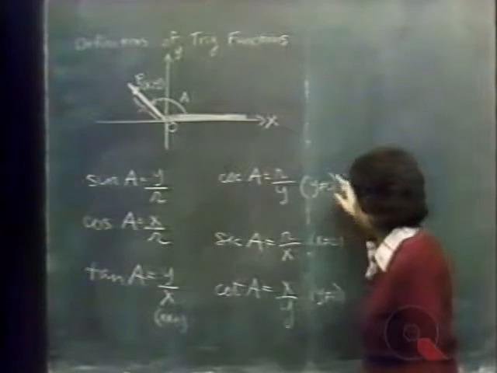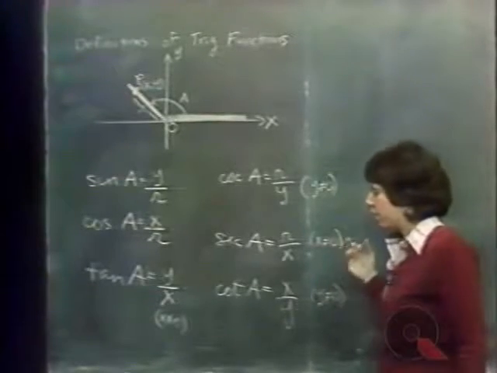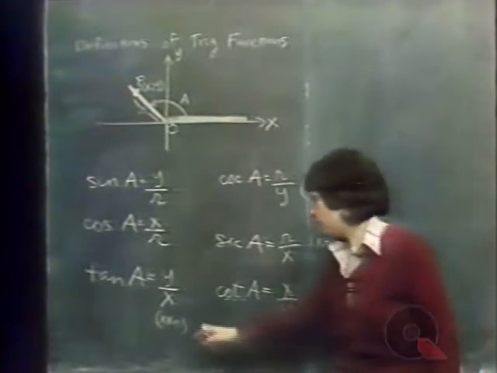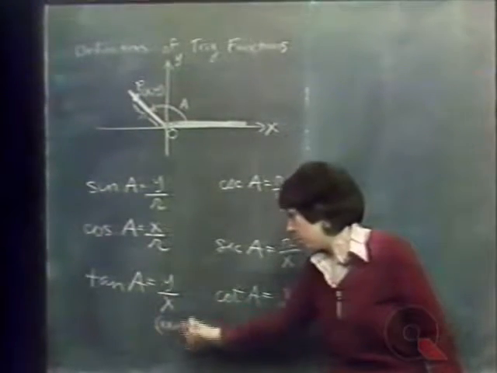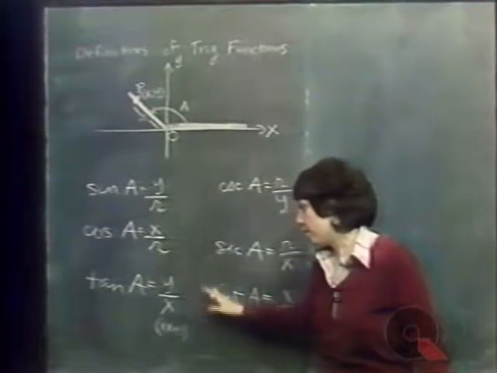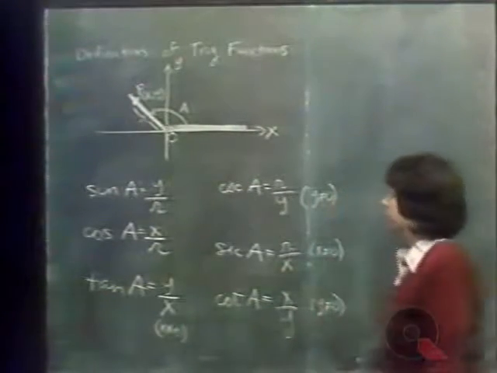In those cases where it's necessary, I've specified, of course, that we never divide by 0 in our mathematics, so since x or y could possibly be 0, these definitions are only valid when the denominator is not 0. For example, tangent of A is y over x. It's only valid when x is not 0.